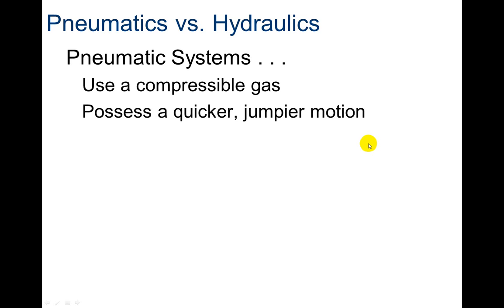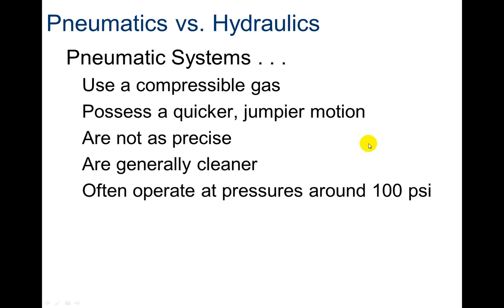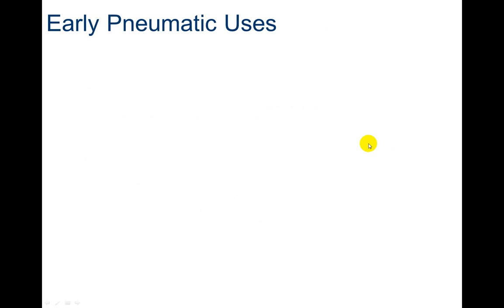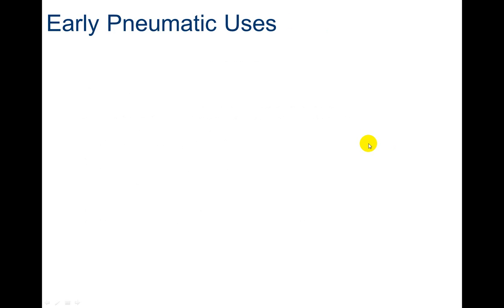Pneumatic systems have a quicker, jumpier motion, and they're not as precise. They're generally cleaner. They often operate at pressures around 100 psi. They generally produce less power. That's just talking about pneumatics. When we get to hydraulics, I'll talk a bit more about the pros and cons of hydraulics, where here we talk about the pros and cons of pneumatics.